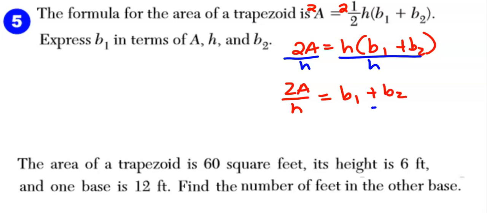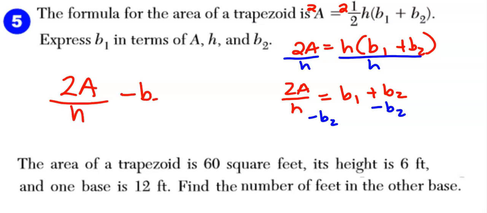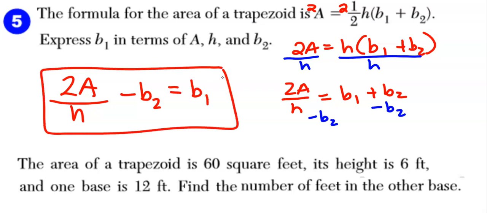Now my final move is to subtract b sub 2 from both sides, giving me the final expression that twice the area divided by the height minus base 2 is equal to base 1. Now I can use this formula for part 2 of the question.